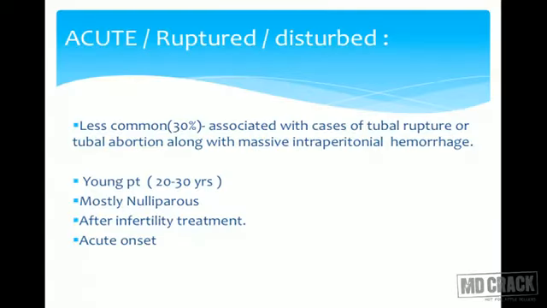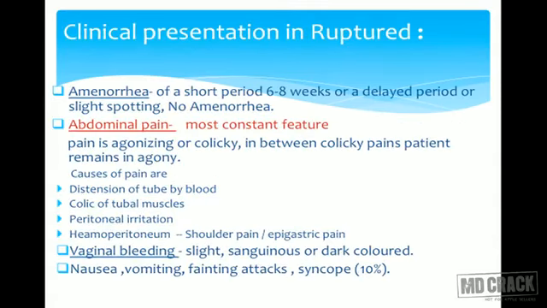As I said, acute, ruptured or disturbed, they are one and the same. It's seen in 30%, it's associated with tubal rupture or maybe tubal abortion through the fimbrial end, but it can be associated with massive intraperitoneal hemorrhage. What is the clinical scenario? Usually a young patient in the reproductive age group, around 20 to 30 years, mostly nulliparous. Maybe a history of infertility treatment. She comes with acute symptoms. The onset is very acute. There is a typical triad of symptoms.